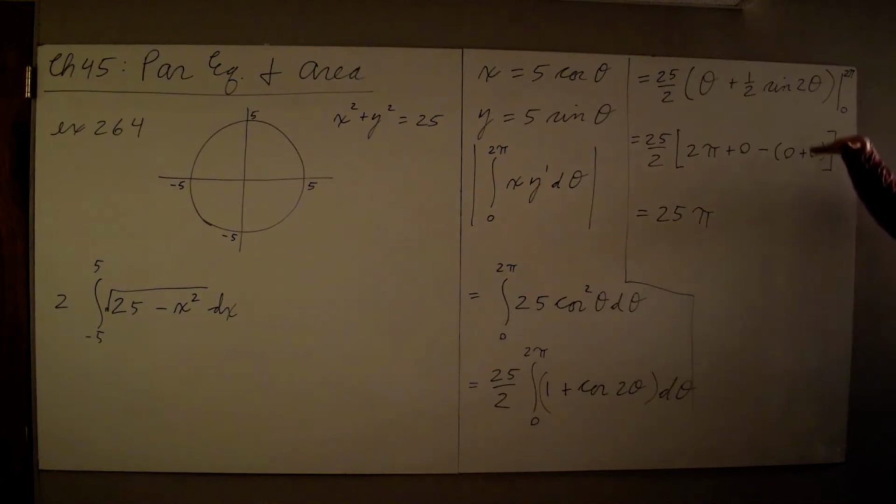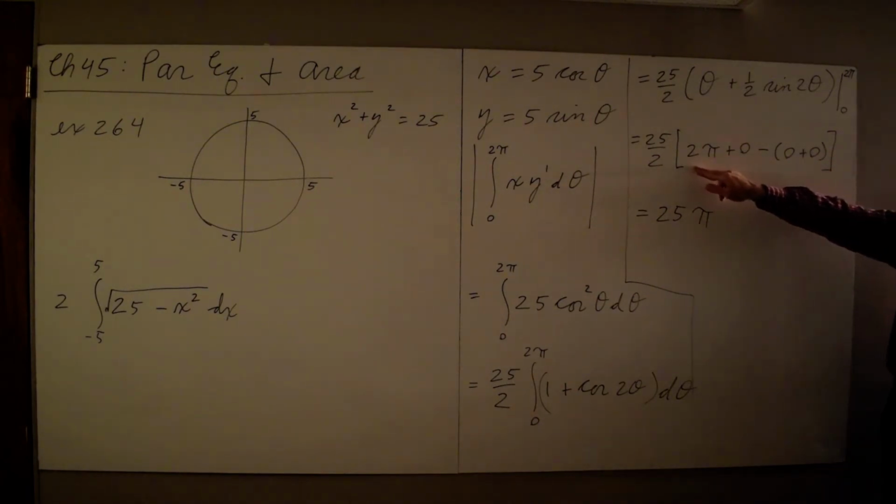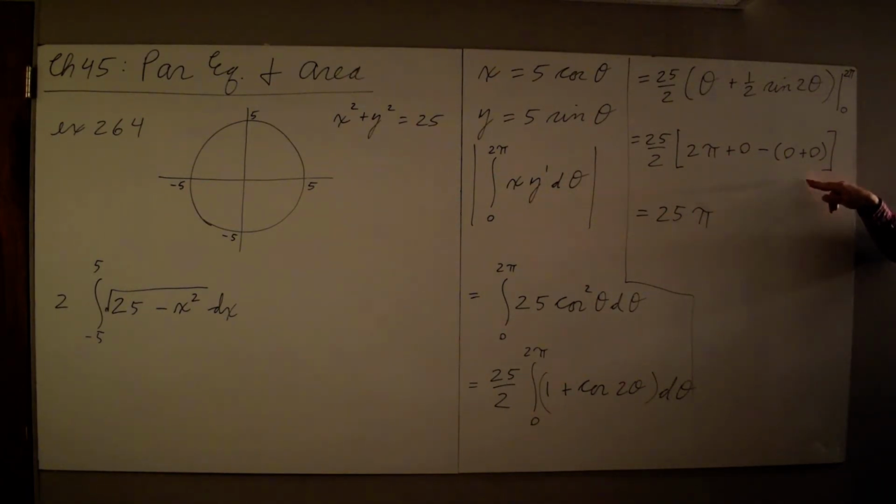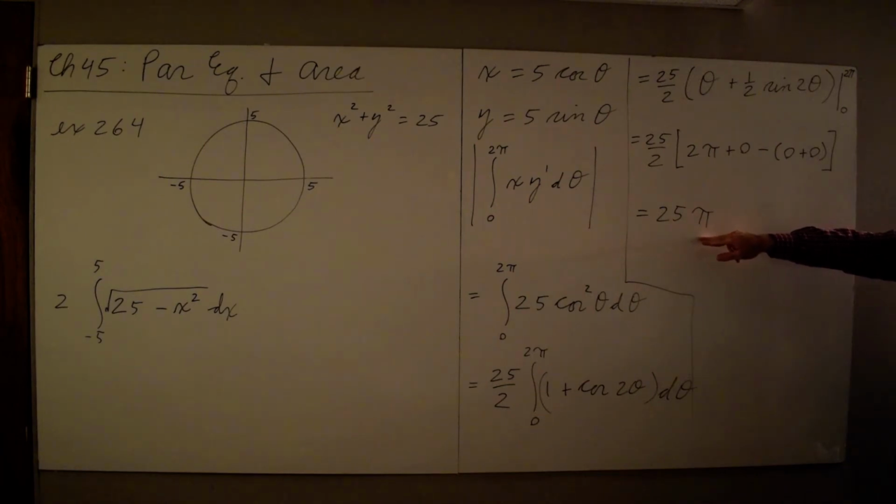And so we just find an antiderivative, substitute 0, substitute 2 pi, and then we'll subtract. And so this simplifies to 25 pi, which of course we already knew, that the area of a circle with radius 5 is going to be 25 pi.